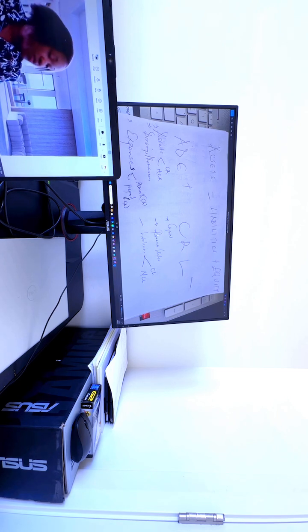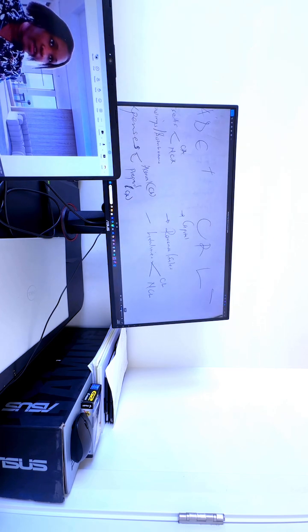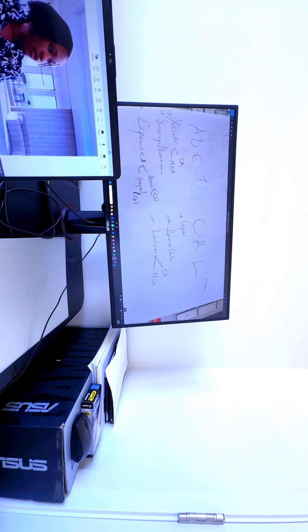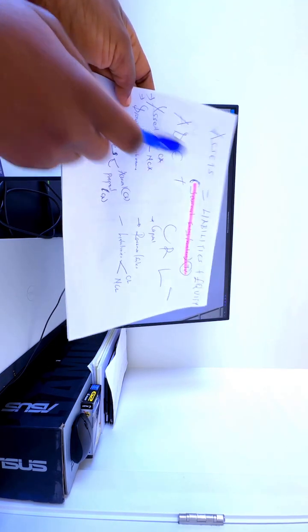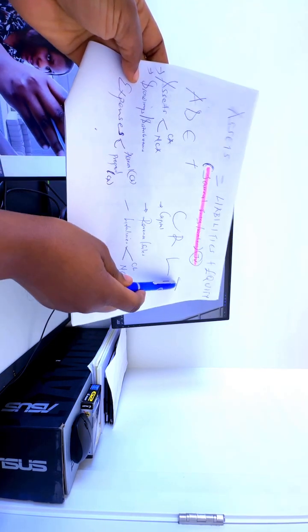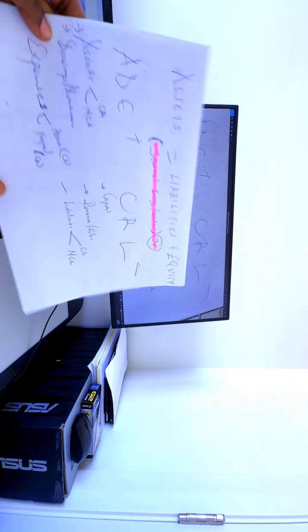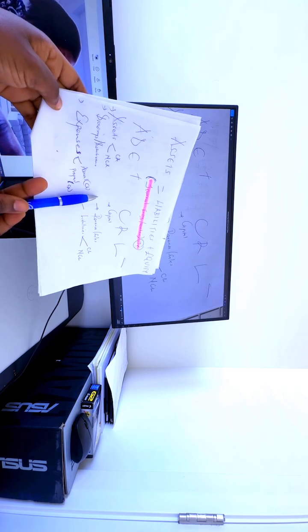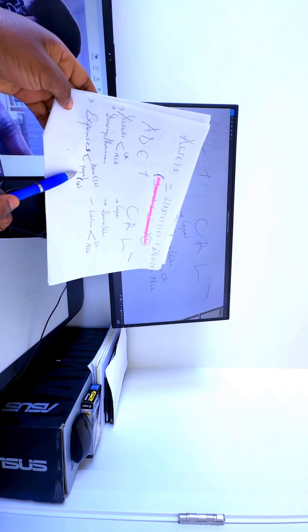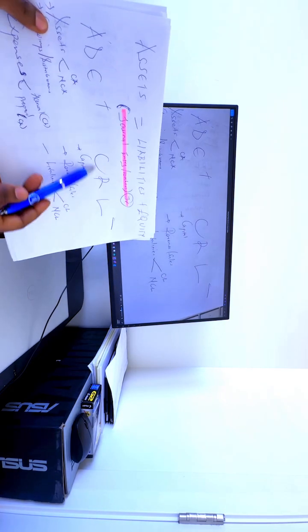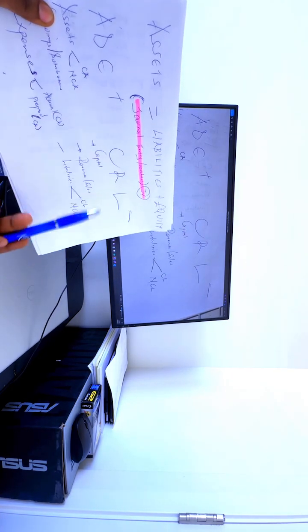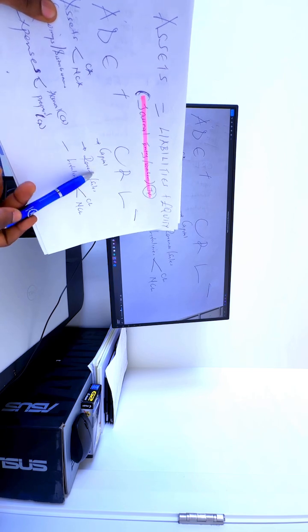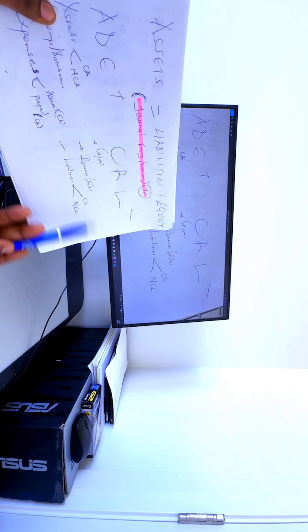I have a simple formula for you here. I don't know if you are able to see it clearly. Let me try to zoom in. Zoom out. All right. I said ADE plus, CRL minus. What do I mean? By ADE, I mean assets, drawings or distribution, then expenses. When I said CRL minus, C I meant capital, R I meant revenue or sales, then L is liabilities.